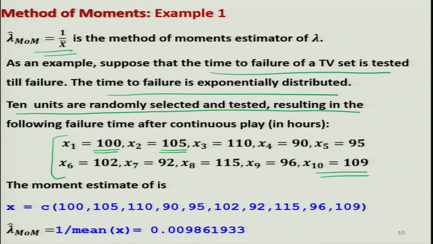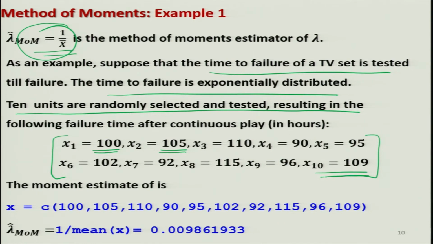Now, you want to know the average life after which the TV set may fail to work. That means you have to decide what you really want to know: mean, variance, skewness or kurtosis. This question can be answered by considering the mean of the population, and now you employ the method of moments to find the mean of the population, and you have obtained that the method of moments estimate is 1 upon x bar.